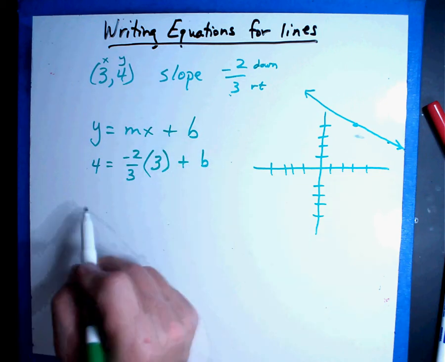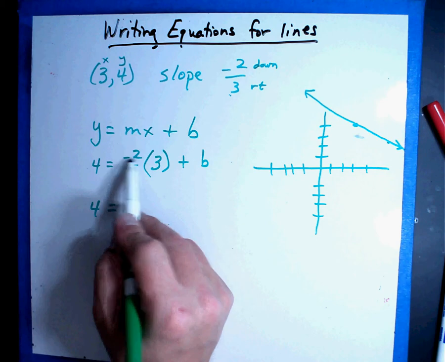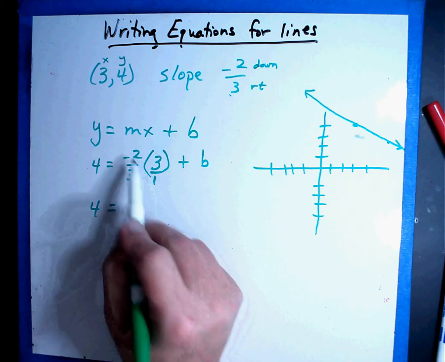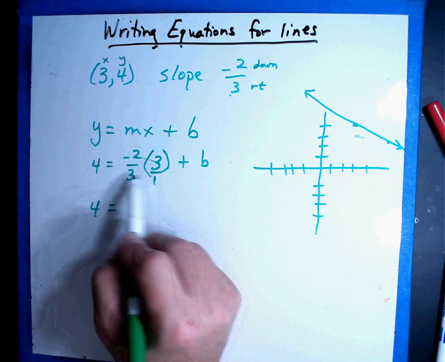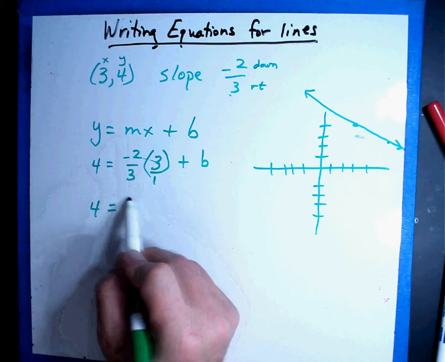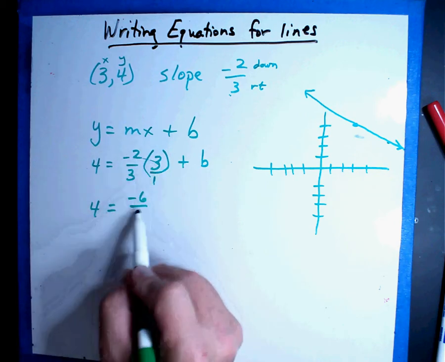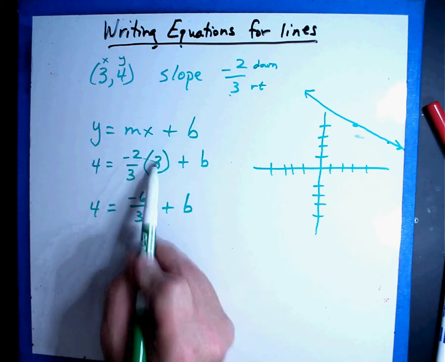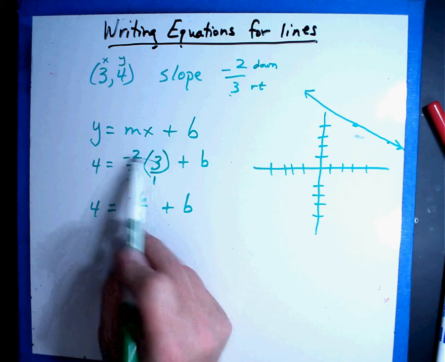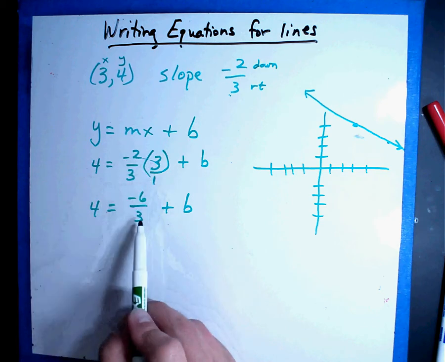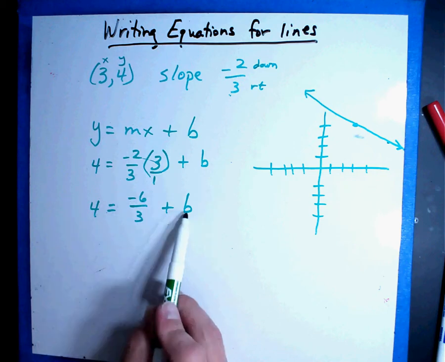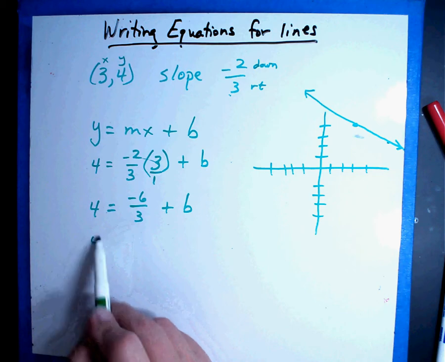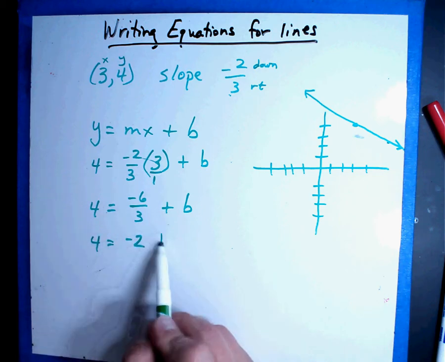So let's see if we can solve it. 4 equals negative 2/3 times 3. Well, how do you multiply those? Well, if I put that over 1, it's fraction times fraction, so I'm going to multiply across the top and across the bottom. One more time. I put this over 1, so negative 2 times 3 is negative 6, and over 3 times 1, plus b. That's the thing I don't know. And, oh, I see 6 divided by 3 is 2, so 4 equals minus 2 plus b.